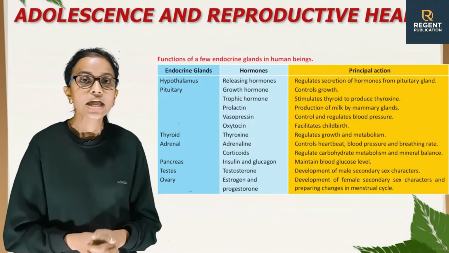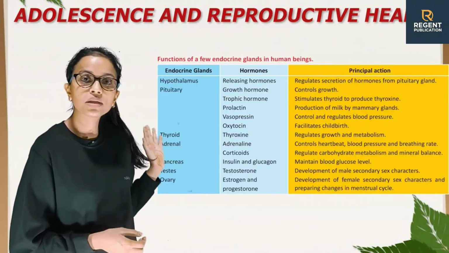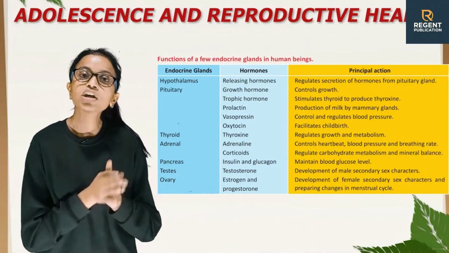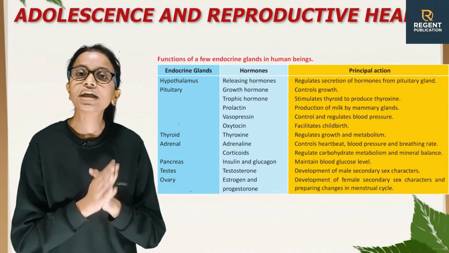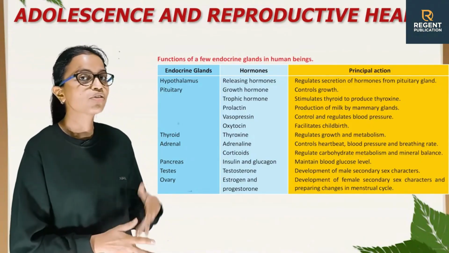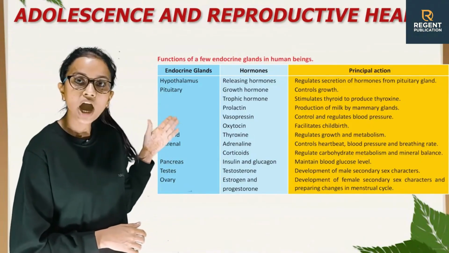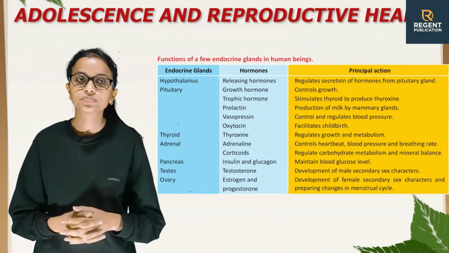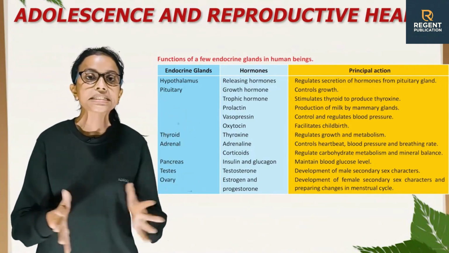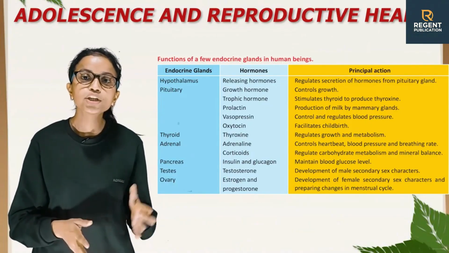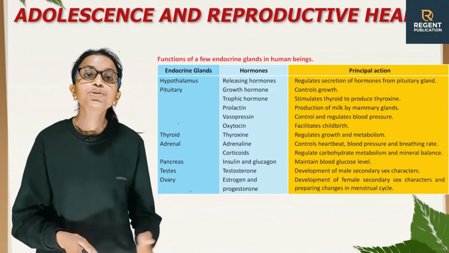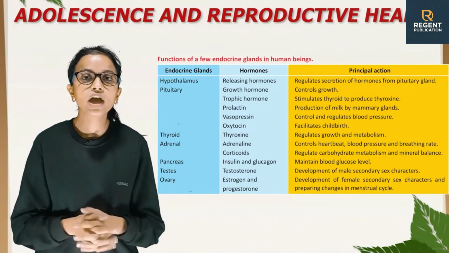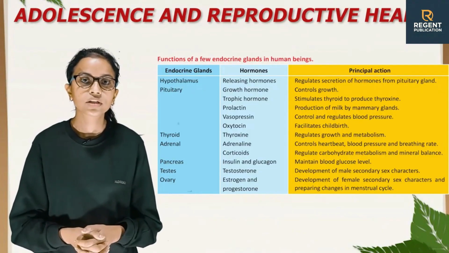So students, now you all are able to see this table. This table is showing the functions of a few endocrine glands in human beings. It is divided into three categories: first one is endocrine gland, hormones, then principal action. Hypothalamus, releasing hormones, regulates secretion of hormones from the pituitary gland. Pituitary, growth hormone, controls growth.